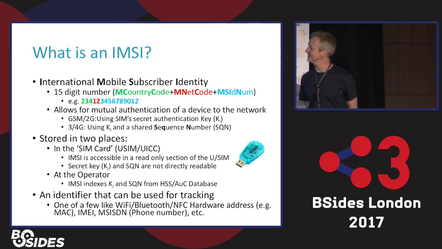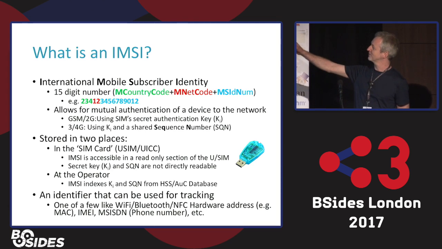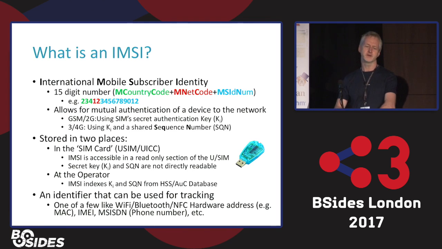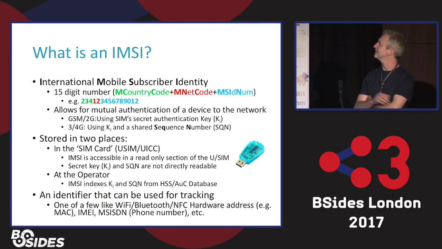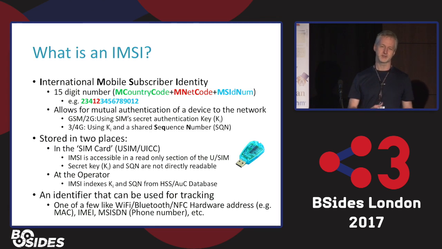So, what's an IMSI? It's this 15-digit number. It sort of breaks down: the first 3 digits are the mobile country code, then the next is the mobile network operator, and then you've got the individual mobile identifier. It basically allows for a mutual authentication of a device, like your mobile phone, to the network. It's kind of like your user ID, unique on the global telephone network.